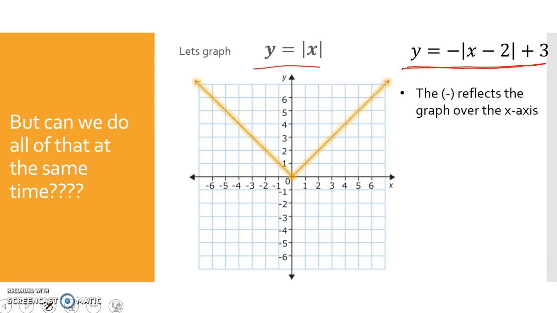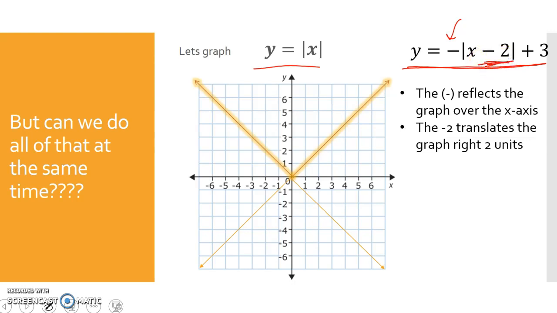So first of all, the negative here reflects the graph over the x-axis. So it would look like this. But then we have the negative 2. Well, the negative 2 is happening before we take the absolute value. That means it's going to translate it left and right. So this is going to move it 2 units to the right because it's opposite of what you would think. And now we're at the blue graph.